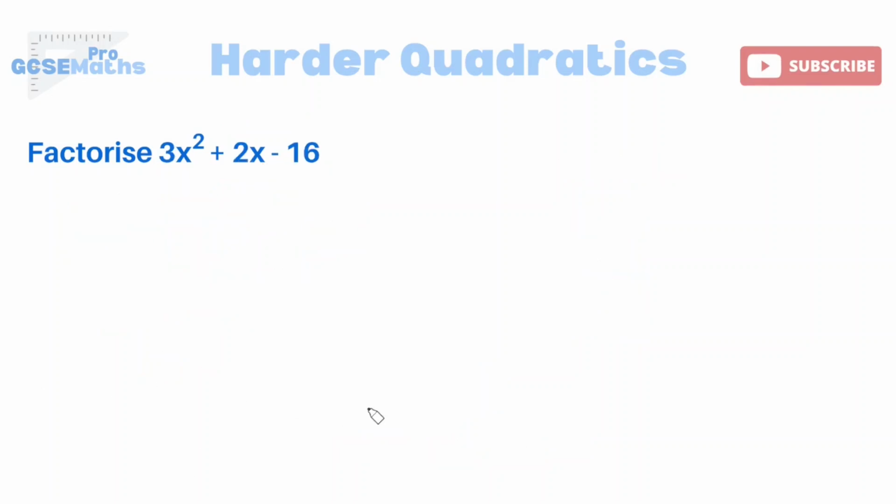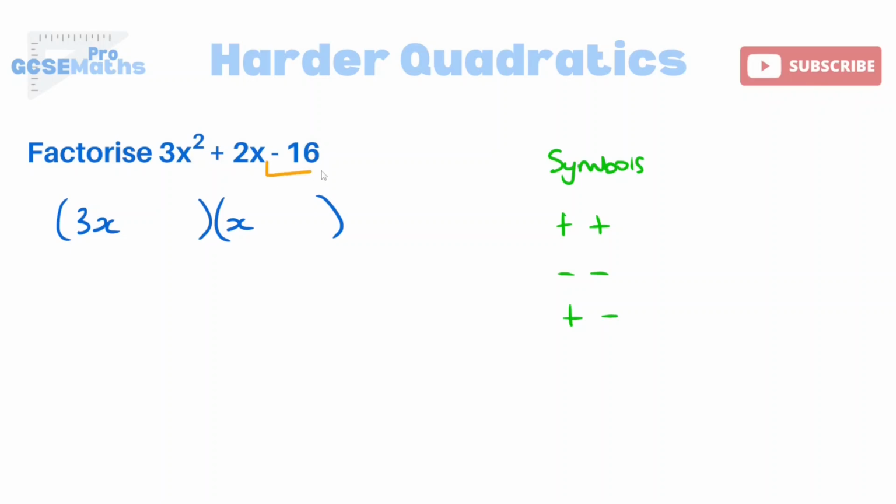Okay, as you can see, the possible combinations start to get a bit trickier again because our last number isn't a prime number anymore and we have some negatives involved. So my step 1, I can still write it with the x's because 3 is a prime number, so I need 3x in one bracket and x in the other. Then my symbols, what do we have? So we need to multiply to make a negative. Okay, well that immediately eliminates these two, doesn't it? We have to choose a plus and a minus.